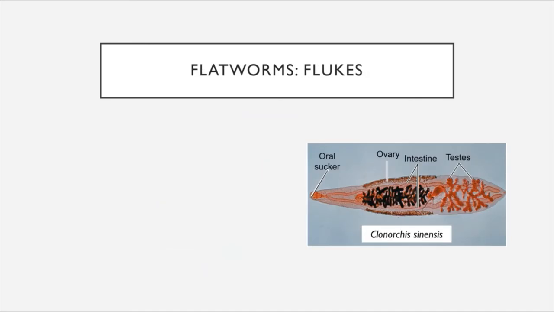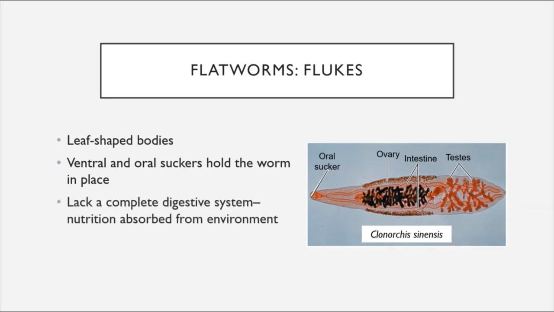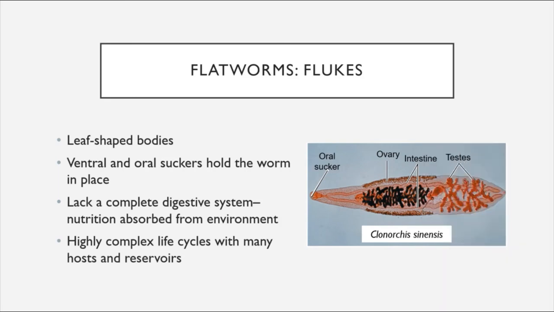So flukes have some characteristics that unify them as a group. They have flat, leaf-shaped bodies, like the one that you see here in this microscopy image, and they feature ventral oral suckers that hold the worm in place. They lack a complete digestive system, and instead, they absorb nutrition through their outer layer of cells from the environment. They typically exhibit highly complex life cycles that have multiple different hosts and many different reservoirs.